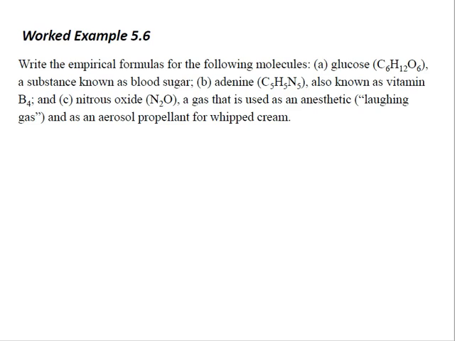Let's do one more example, and we'll do this in multiple parts so that you don't have one long video to watch. So worked example 5.6. Write the empirical formulas for the following molecules. A, glucose, and the formula is C6H12O6, and that's a substance in our blood. It's known as our blood sugar.